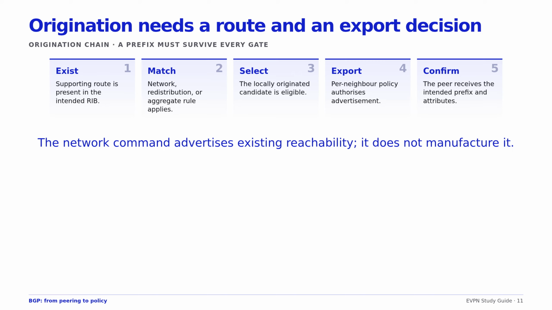After origination, export policy still decides which peer receives the route and with which attributes. If the supporting route disappears, the BGP advertisement must be withdrawn. The safe proof chain is: supporting route exists, origination rule matches, BGP selects the route, export policy permits it, and the peer confirms receipt.